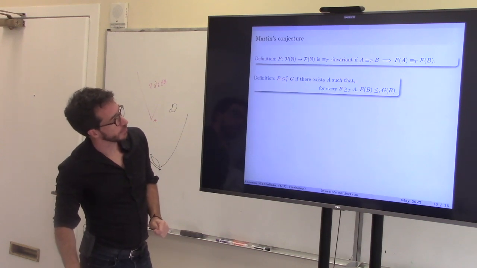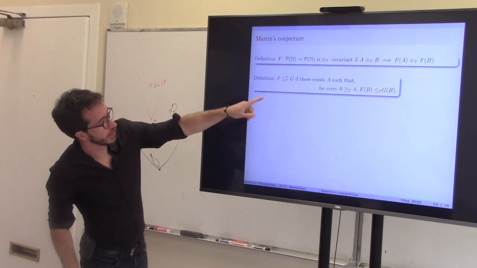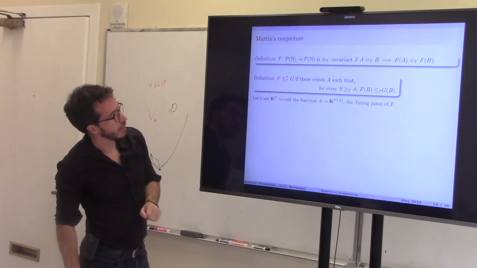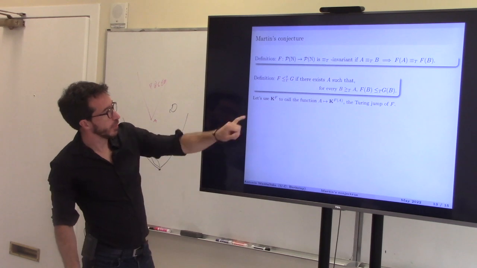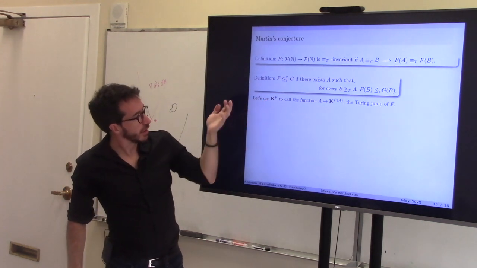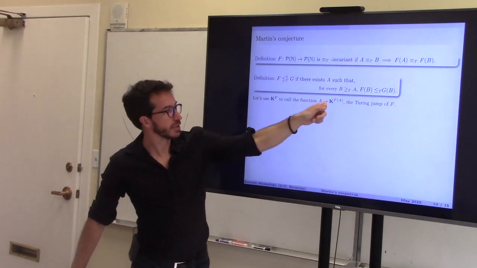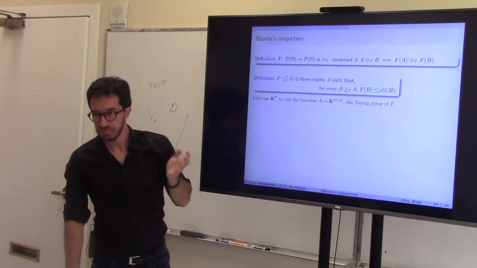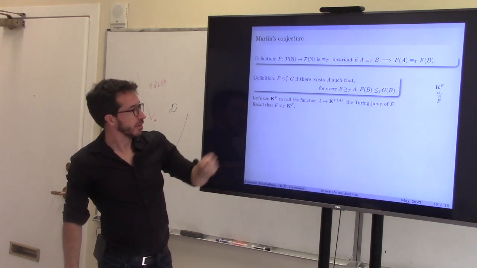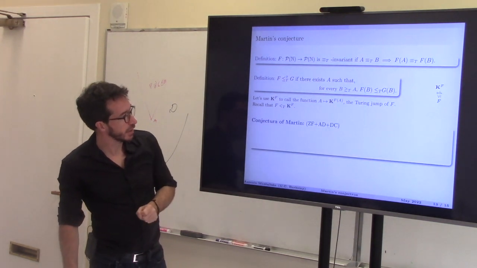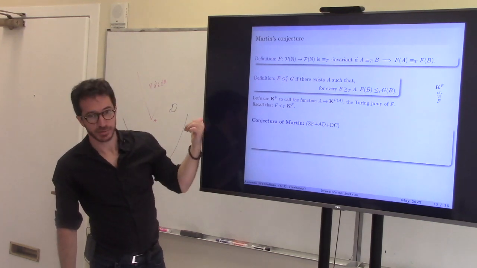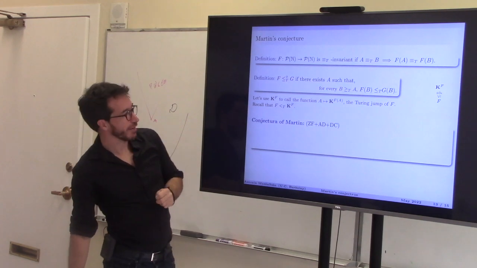So that's going to be Martin's conjecture. That's the definition that we just had. I'm going to use the notation kf, which is the composition of the two functions: you first apply f and then you apply k. And you get a new function that is strictly higher. So this conjecture, I translated it from Spanish. This comes from a talk I gave in Spanish.